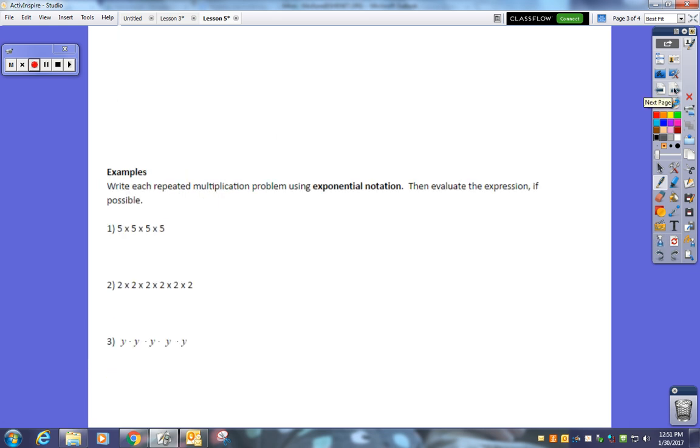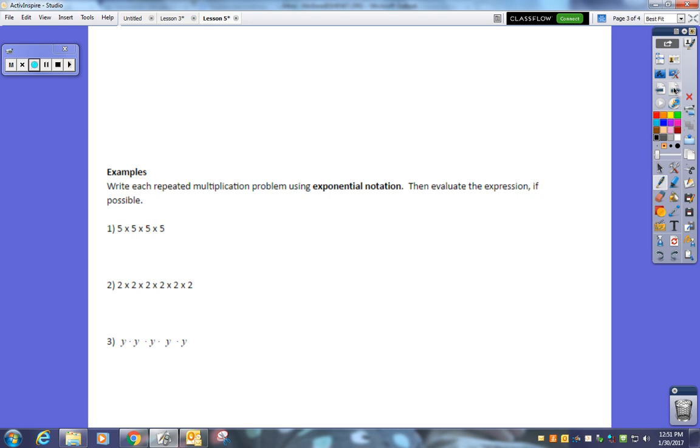So there are some examples. It's asking us to write each repeated multiplication problem using exponential notation. Remember, exponential notation just means written with an exponent. Then evaluate the expression, if possible, and we'll see what that means on the last example.